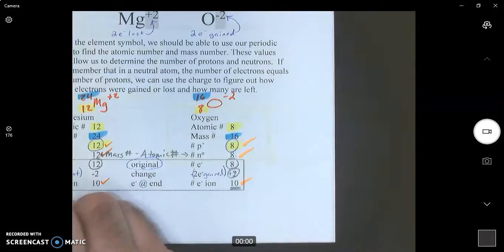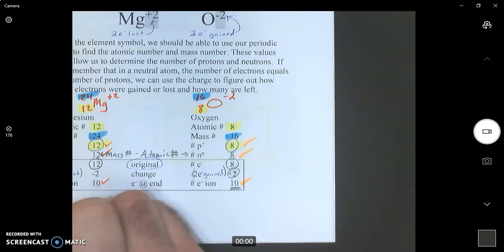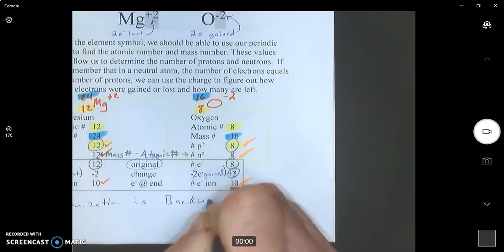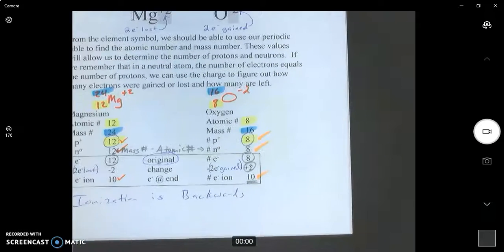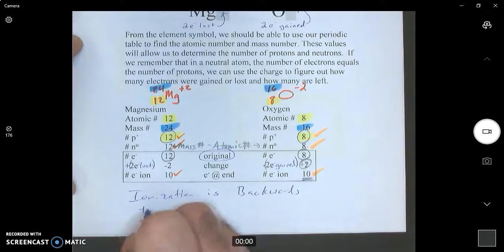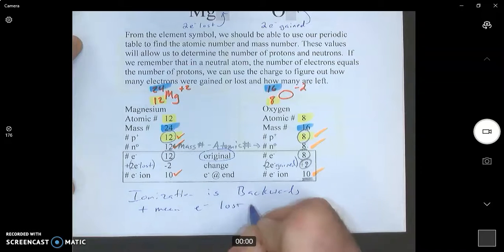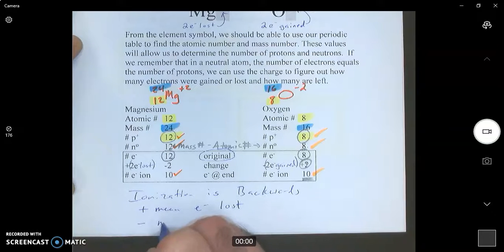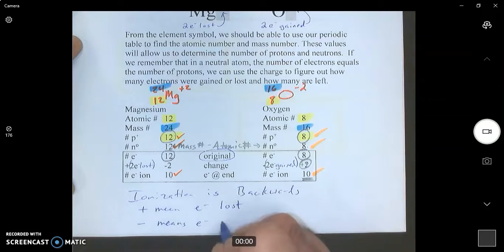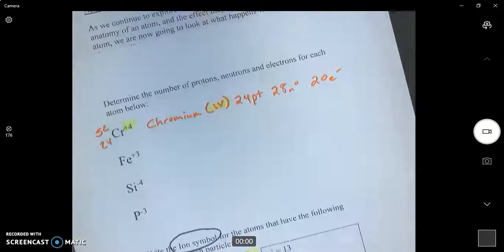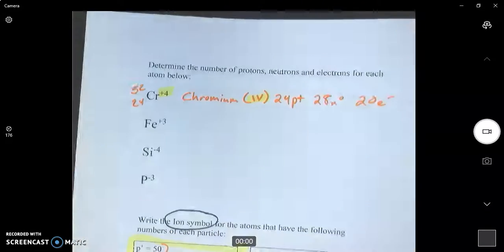Remember, ionization is backwards. Okay, it's backwards. Positive charges mean electrons lost. Negative means electrons gained. All right? Now remember, you can always go back and re-watch this, or go back if there's something that you missed.